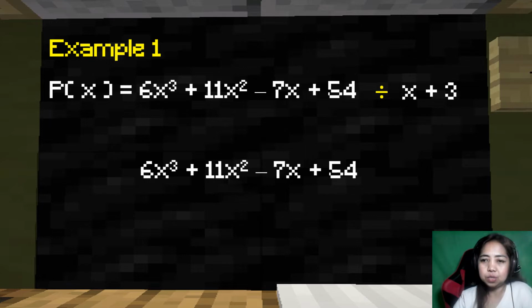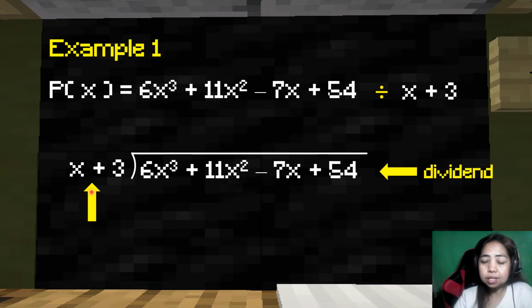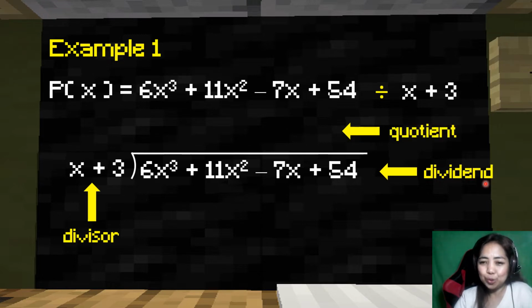Now, we write it this way. Ayan. So, ganyan. Meron din tayong long division symbol. Divided by x plus 3. So, in here, this one, we call it as our dividend. So, siya naman ang ating dividend. Whereas, x plus 3 is our divisor. And kung ano man yung ating sagot dito, we call it as the quotient.